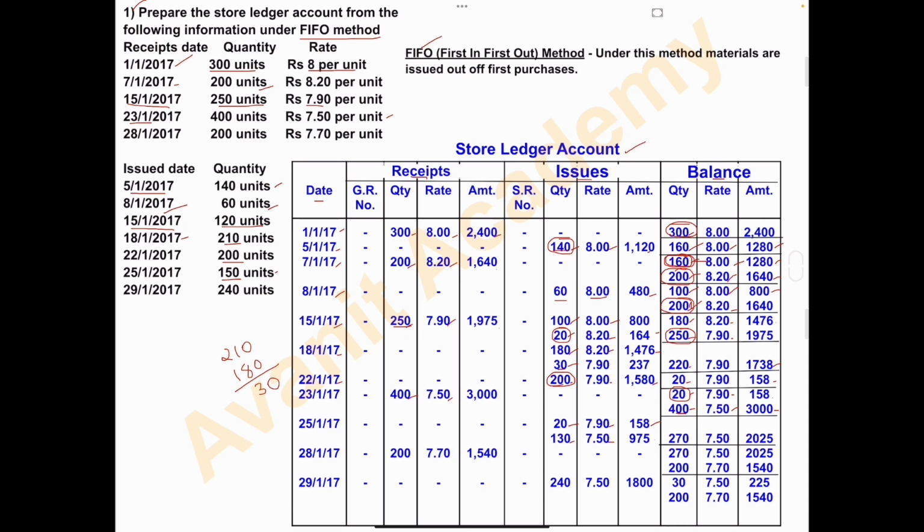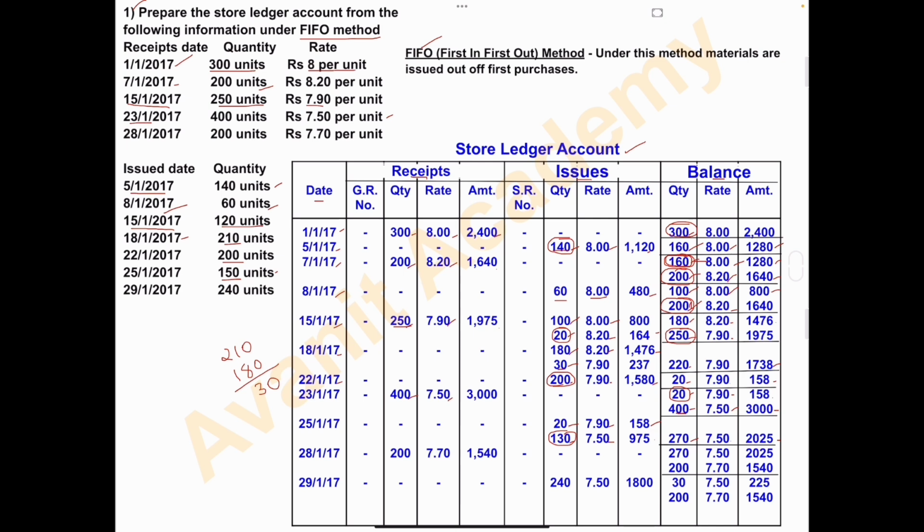We'll write the balance. This 20 is fully used. From this 400, we have issued 130 units. So how many units remain? 270 units. From this 400 minus 130, you will get 270. Rate will be the same, 7.50. Multiply this, 270 into 7.50 and the amount is 2025. Close this.